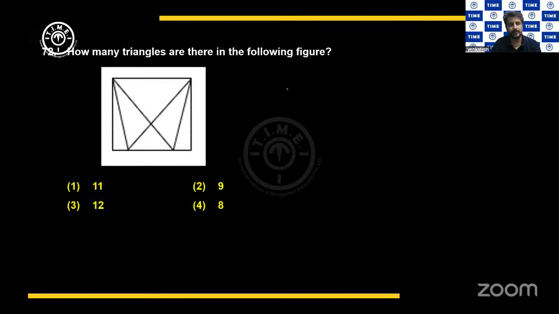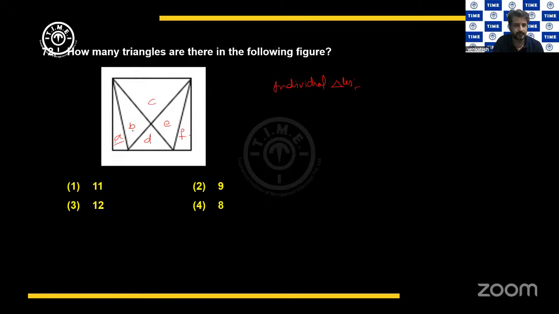Now, how many triangles are there in the given figure? So how to count the number of triangles? The best way to do it is giving variables for each of the regions: A, B, C, D, E, F. Now first find out the individual triangles.